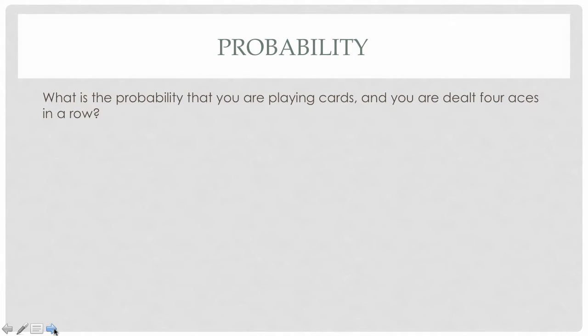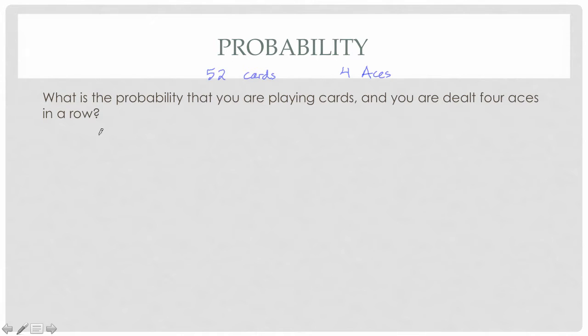Okay, back to cards a little bit. What is the probability that you're playing cards and you're dealt 4 aces in a row? So this one you kind of have to think about the situation a little bit. Again, we know we have 52 cards in a deck of cards. And we know in that deck of cards there are 4 aces. So what is the probability that I get 1 ace, the next card is an ace, the next card is an ace, and the next card is an ace?